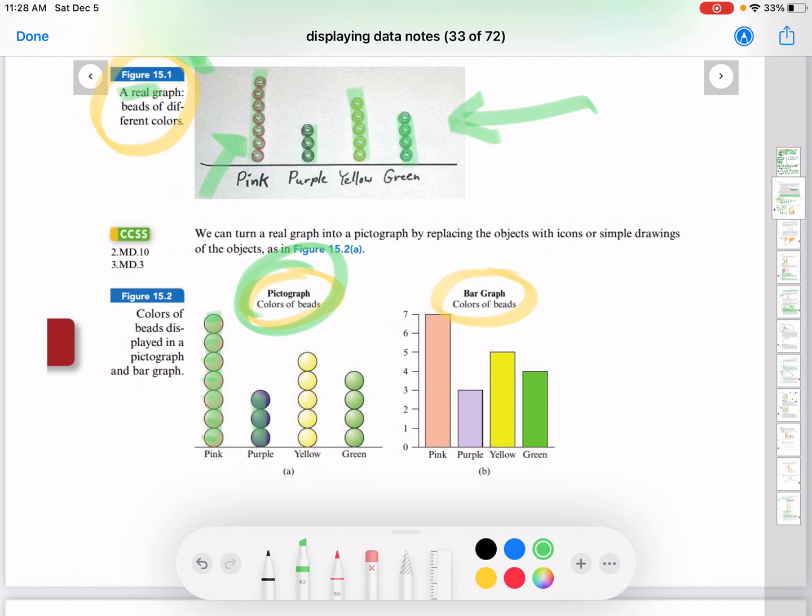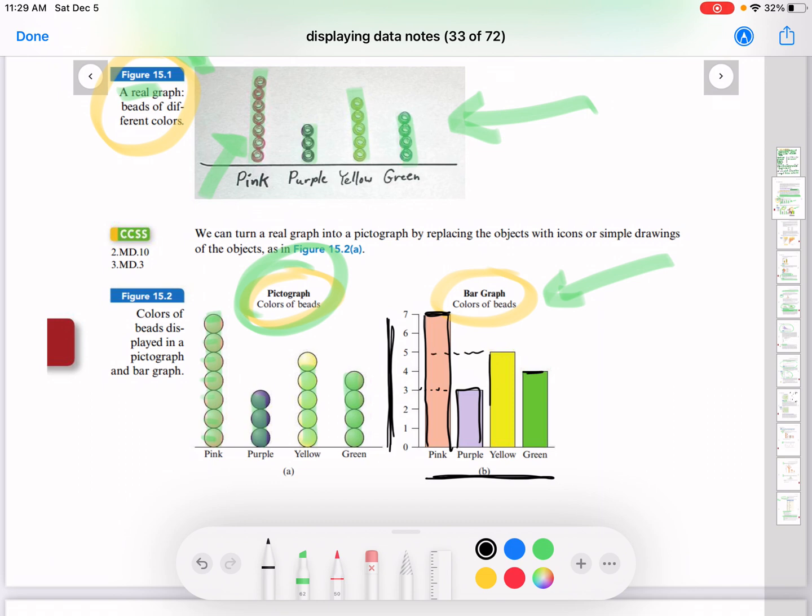So a pictograph would just draw a picture of the thing, versus a bar graph would have different axes where you have the colors on one way and the amount the other way. And so if we had 7 beads, you would simply draw a bar or a rectangle that is 7 high. If we had 3 purple, you would draw a purple bar, which is 3 high. You would draw a yellow, which looks like 5 high, and a red, which is 4 high. So it's simply a picture of how much you got put into bar form.